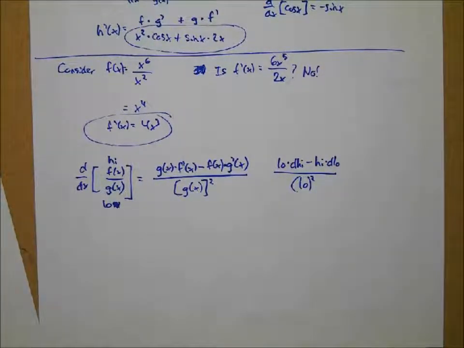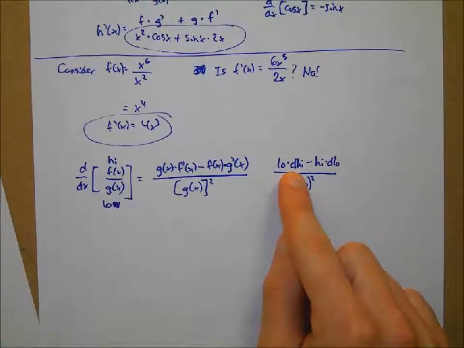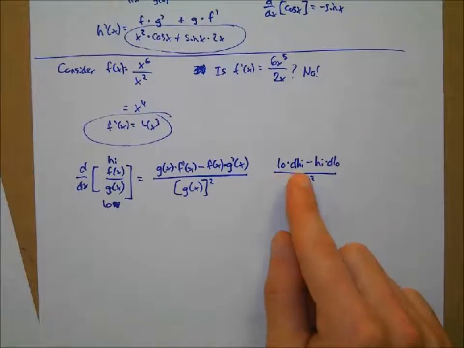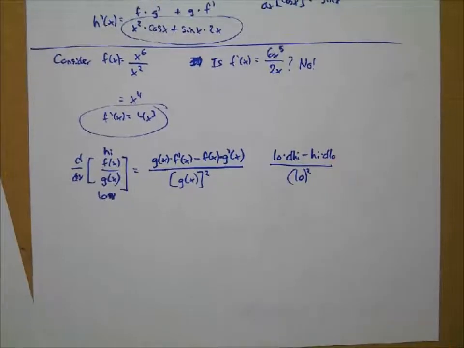It sounds like something like a leprechaun, let's say. Calculus leprechaun. Okay? So low d high minus high d low. And what does the d stand for? D stands for derivative. So it's low times the derivative of the top minus the top times the derivative of the bottom, all over the bottom squared. I have calculus students that memorized it that way, and they still remember it to this day.